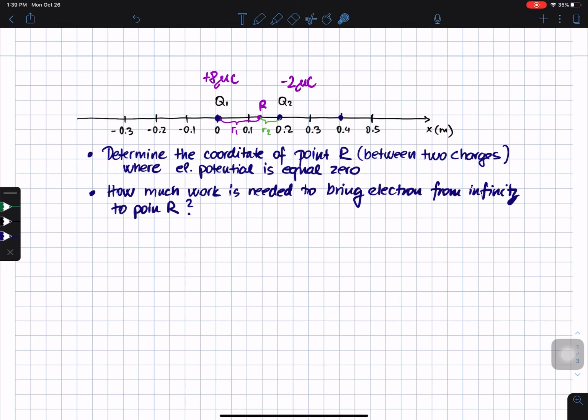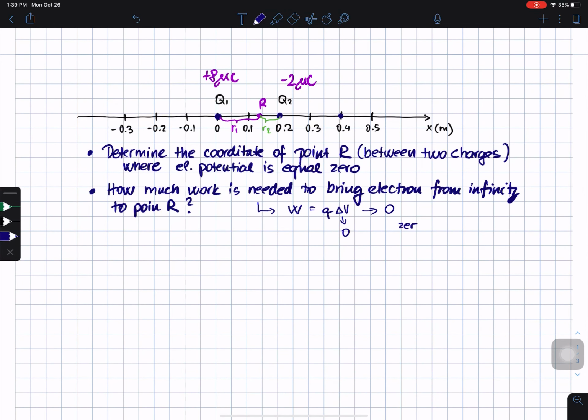So I'll talk about this one a little bit later, but right now, if point R is per definition a place with a potential equal to 0, that means the amount of work is Q times change in potential, but if this is equal to 0, that means the work is equal to 0. So 0 joules is needed.